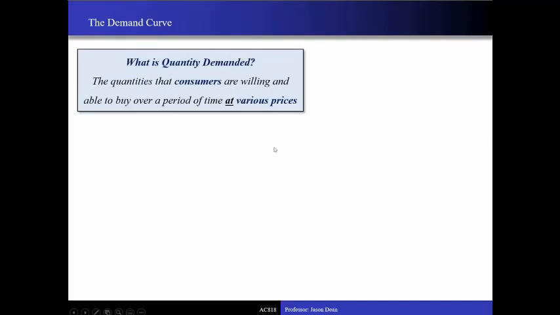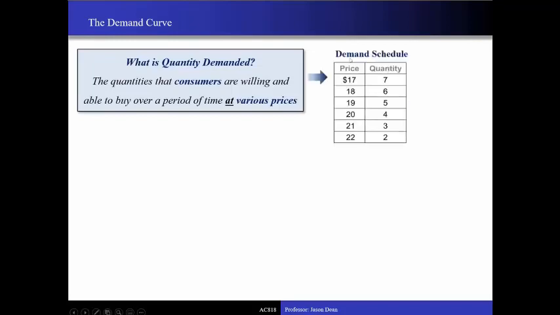Okay, so again, economics is a bit of an abstract discipline. It's much different than accounting or marketing, where most of that is what is concepts. So it's a little bit theoretical, but I'll try to keep it as simple as possible. The first thing we need to know for a demand curve is what exactly is quantity demanded. When we say quantity demanded, what we're referring to is the quantities that consumers are willing and able to buy over a period of time at various prices.